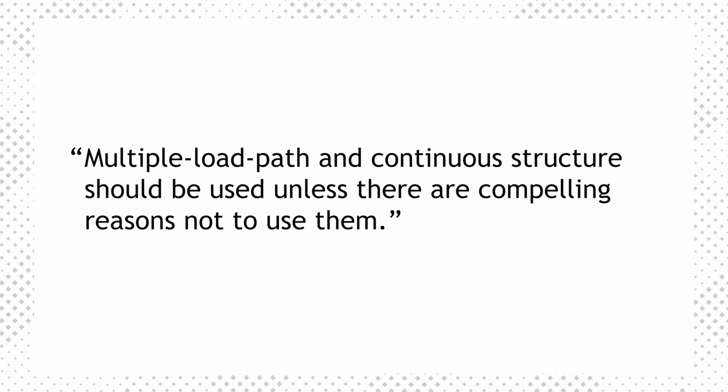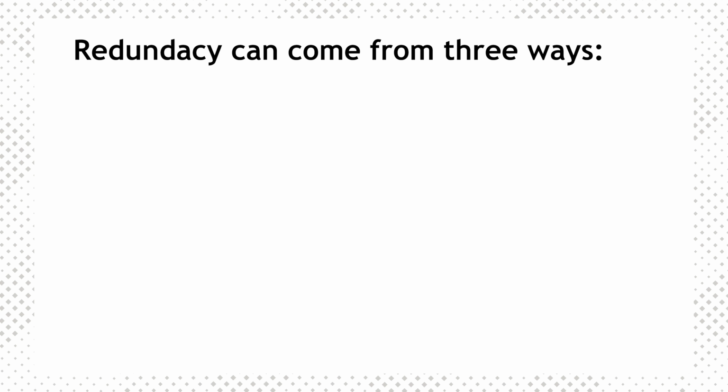The AASHTO LRFD bridge design specifications require that multiple load path and continuous structures should be used unless there are compelling reasons not to use them. Redundancy can come from 3 ways. 1, load path. 2, system. And 3, internal.